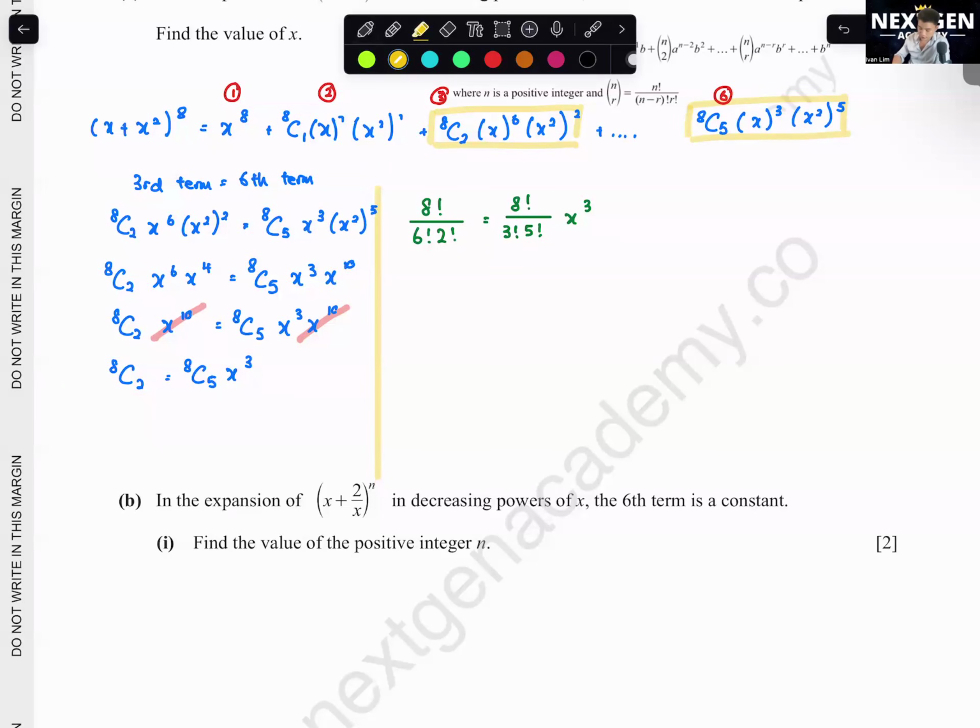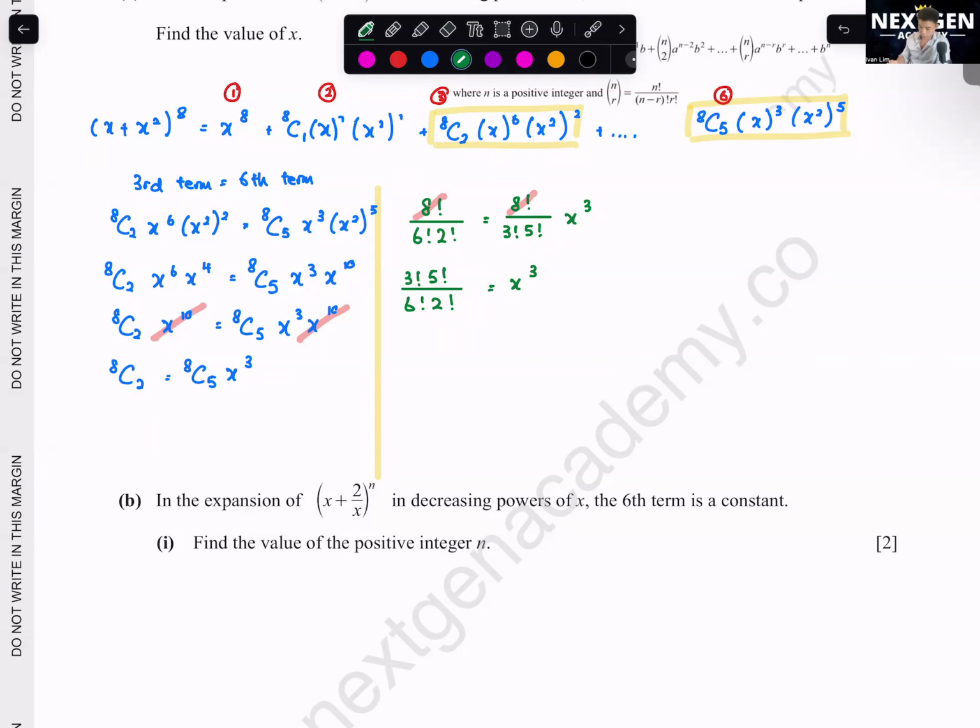Okay, both sides have 8 factorial, so I will cancel this off first. Then let's bring the 3 factorial and 5 factorial to one side. So here, 3 factorial times 5 factorial over 6 factorial times 2 factorial equals x cubed. Do we need to open it up first, then divide? If the value is going to be very big, we cannot. So what we want to do is simplify it first.